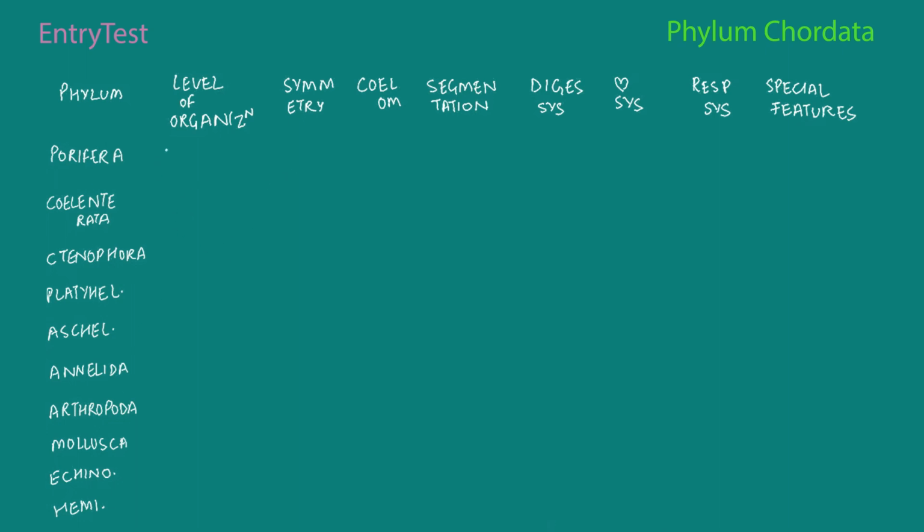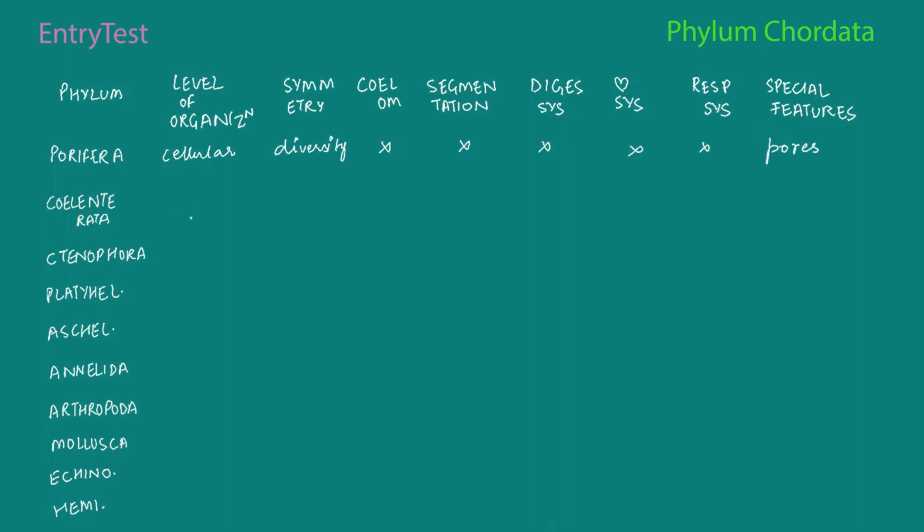Now, you know that their level of organization is cellular. Symmetry is there, but there is a diversity in the kind of symmetry that is present. The coelom is absent in them, segmentation is absent, digestive system is absent, circulatory system is absent, respiratory system is absent. The distinctive feature is that they have got pores.